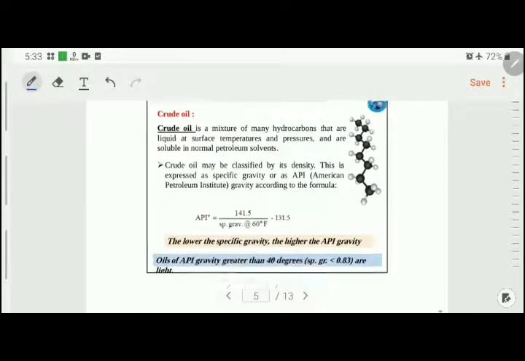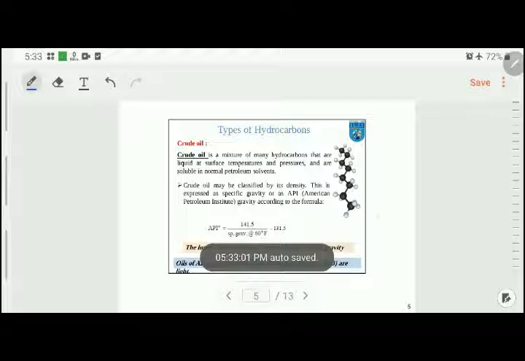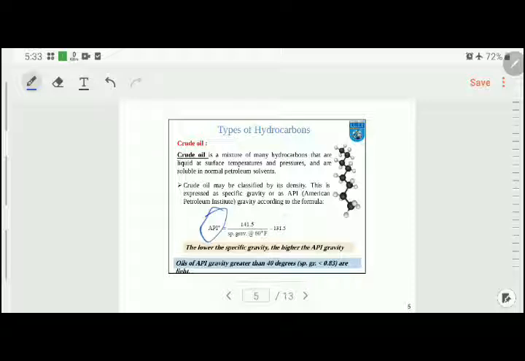Types of hydrocarbons: we have the most important one, which is the crude oil, a mixture of many hydrocarbons that are liquid at surface temperature and pressure, and also soluble in normal petroleum solvents. And we have the equation of the American Petroleum Institute, the API gravity, which tells about the quality of the oil itself. This equation can be used to calculate the API of that oil or the specific gravity of that oil.